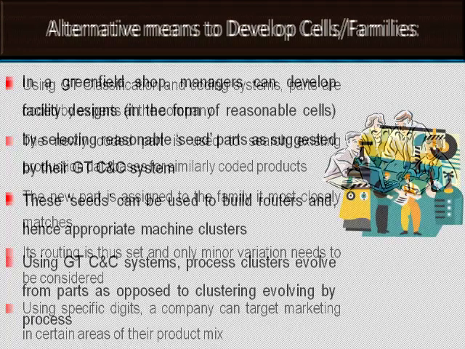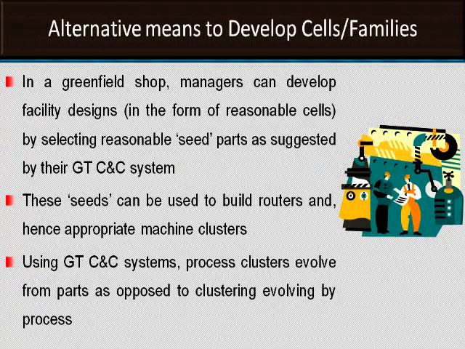In a greenfield shop, managers can develop facility design in the form of reasonable cells by selecting reasonable seed parts as suggested by their group technology system. These seeds can be used to build routers, hence appropriate machine clusters. Using group technology clustering concepts, process clustering evolves from parts, as opposed to clustering by process.